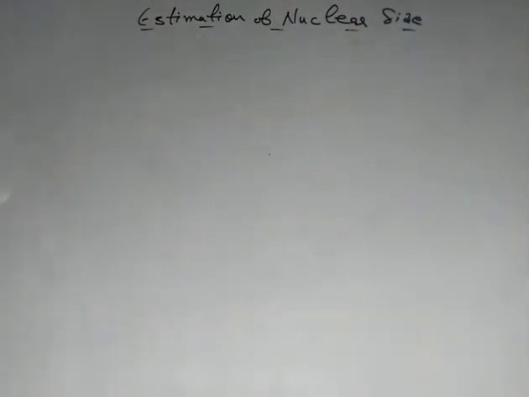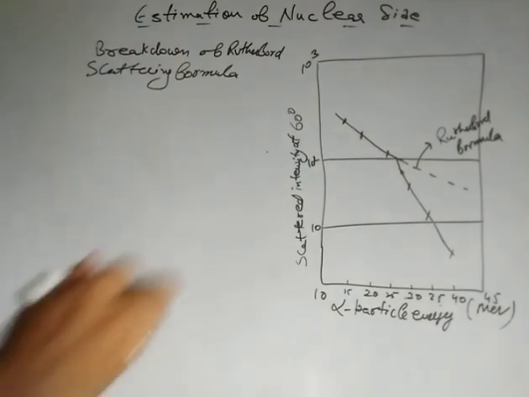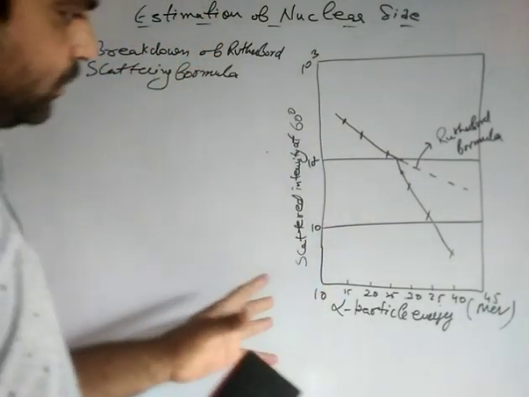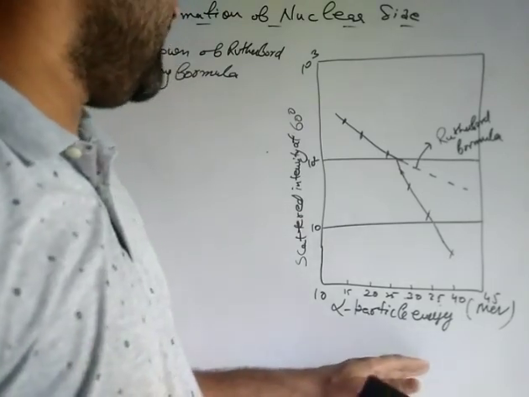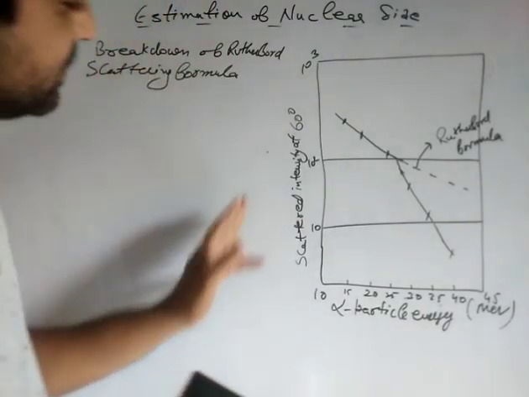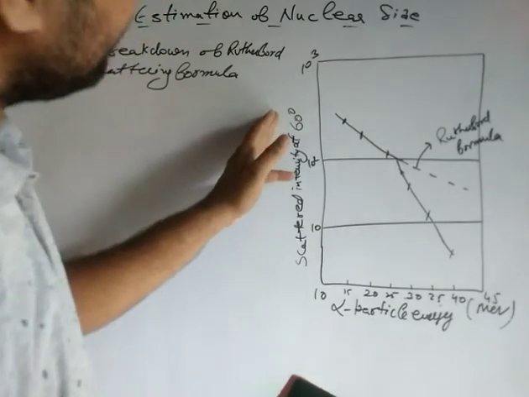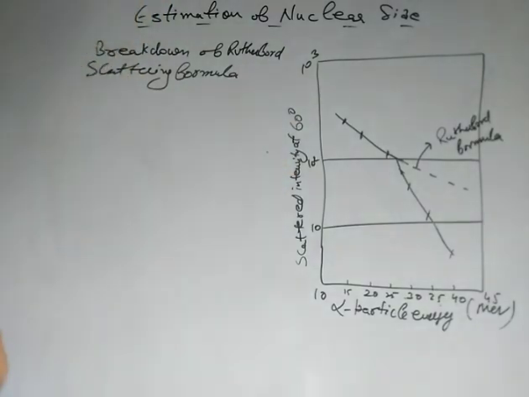Okay, if you have higher energy, then this Rutherford. Now see at this graph. On the x-axis you have alpha particle energy in mega electron volt, and on the y-axis you have the scattered intensity of the alpha particles at 60 degree.